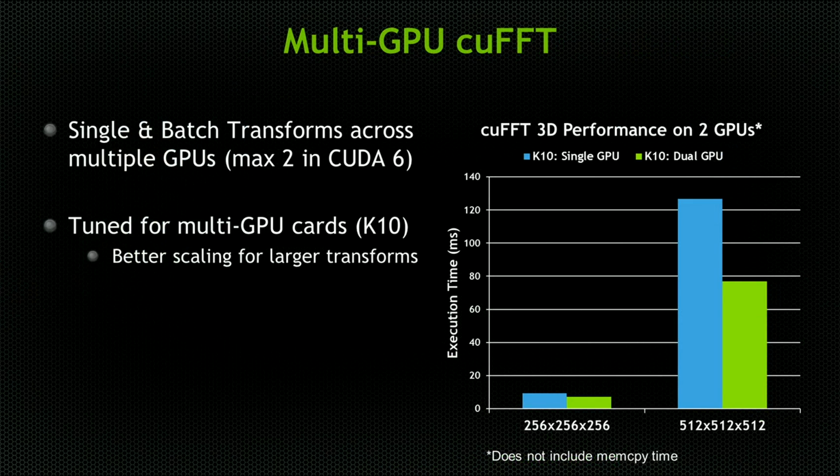In cuFFT, we support single and batched transforms across up to 2 GPUs in CUDA 6. We may support more in the future. And today, this is tuned for our multi-GPU cards especially. So we get very good performance on K10, which has 2 GPUs. So you can see you get a bit of scaling with 256 cubed transforms, but 512 cubed transforms get quite good scaling.